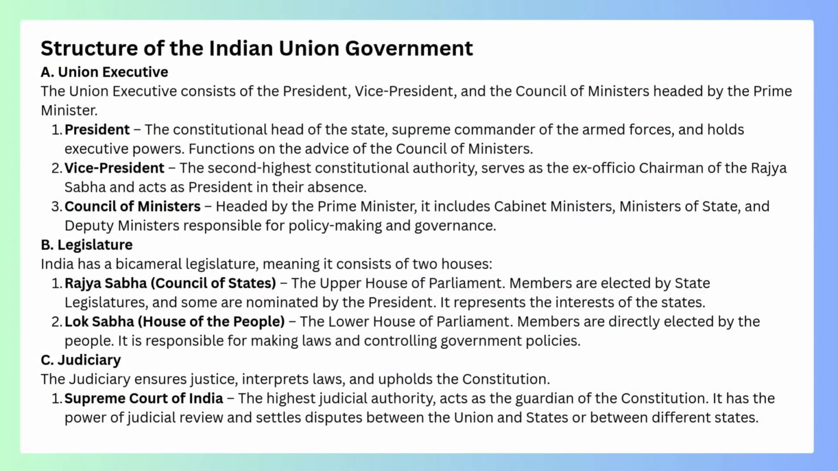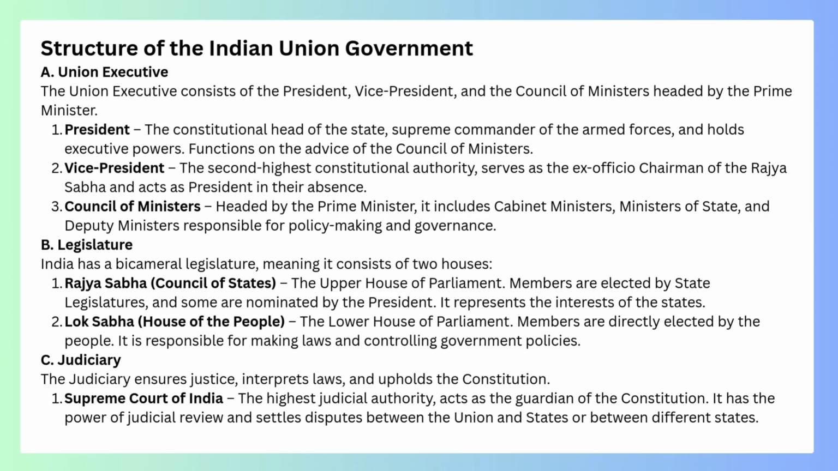Structure of the Indian Union government. A. Union executive. The union executive consists of the president, vice president, and the council of ministers headed by the prime minister. President: the constitutional head of the state, supreme commander of the armed forces, and holds executive powers. Functions on the advice of the council of ministers. Vice President: the second highest constitutional authority, serves as the ex officio chairman of the Rajya Sabha and acts as president in their absence. Council of Ministers: headed by the Prime Minister, it includes cabinet ministers, ministers of state, and deputy ministers responsible for policy making and governance.